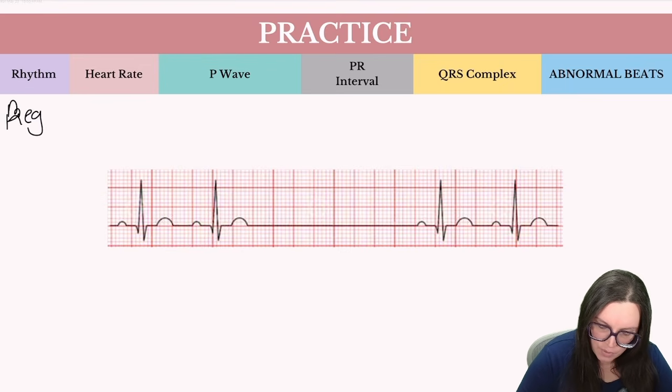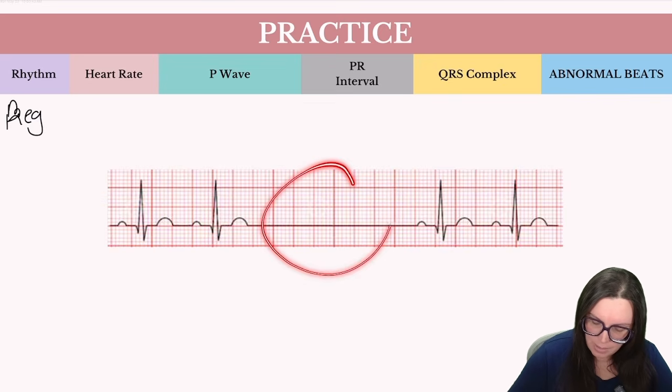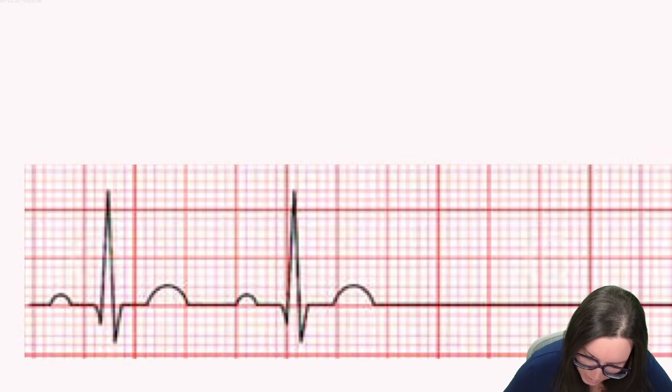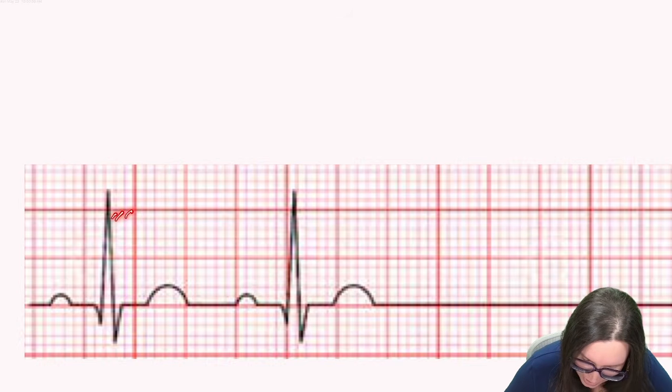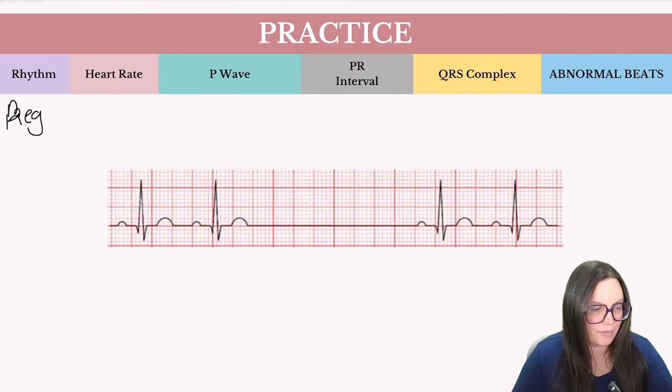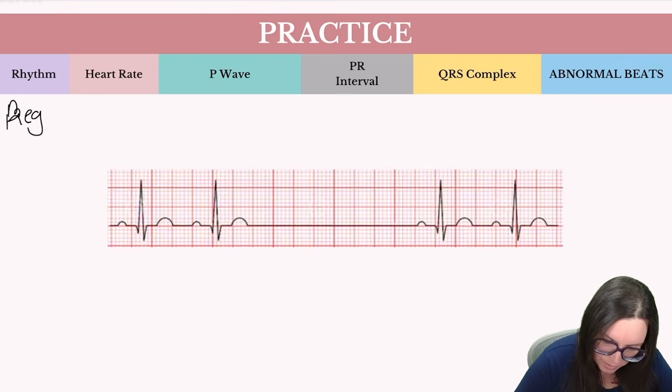So now we just need to figure out what is our heart rate. This is the time that I would absolutely use the divide by 1500, because we are missing a beat right here. So we're going to go ahead and count our boxes. So we have 1 big box, 2 big box, 3 big box, that's 15, 16, 17, 18. So 1500 divided by 18 is going to give us approximately 83 beats per minute.